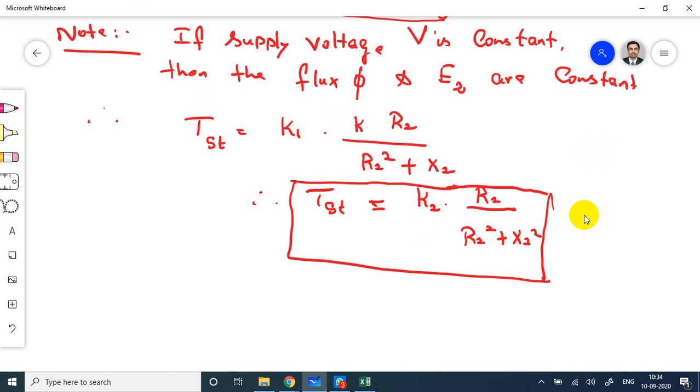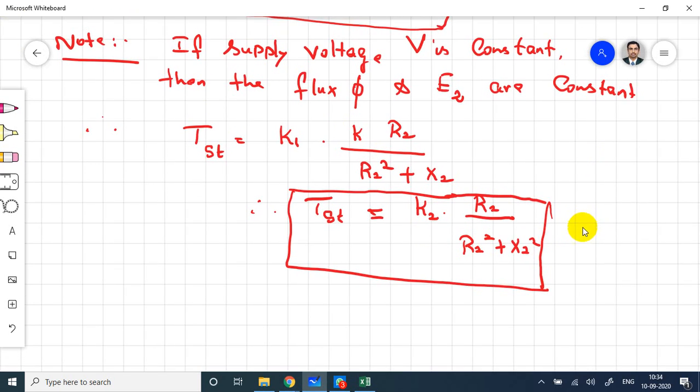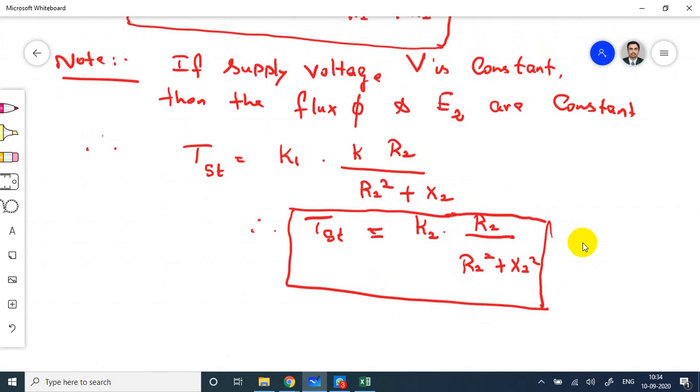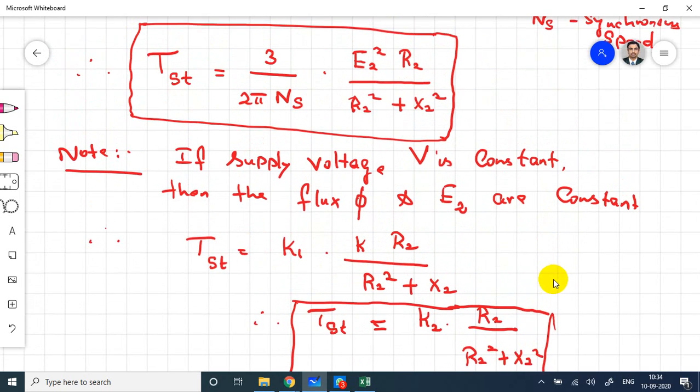Till now, do you have any doubts? Tell me. When we are substituting the value of K1, how are we getting that 3 constant? Can you explain it again?